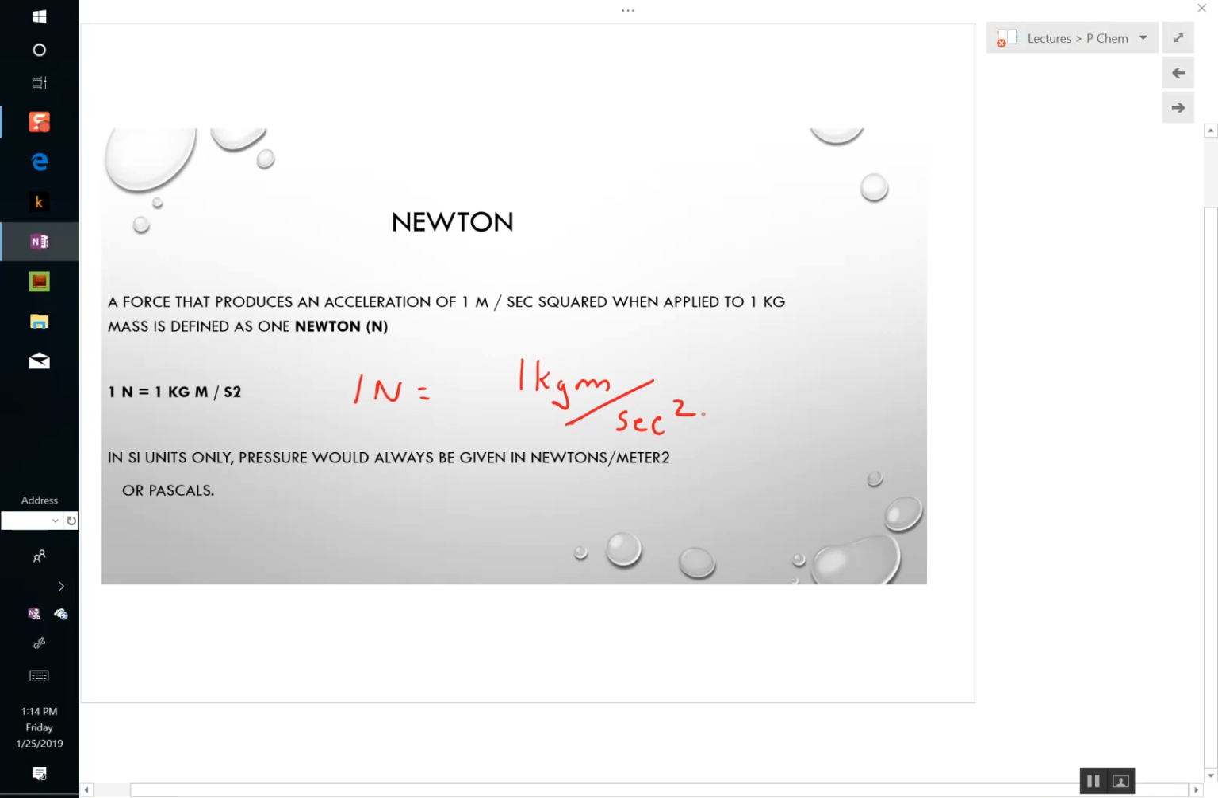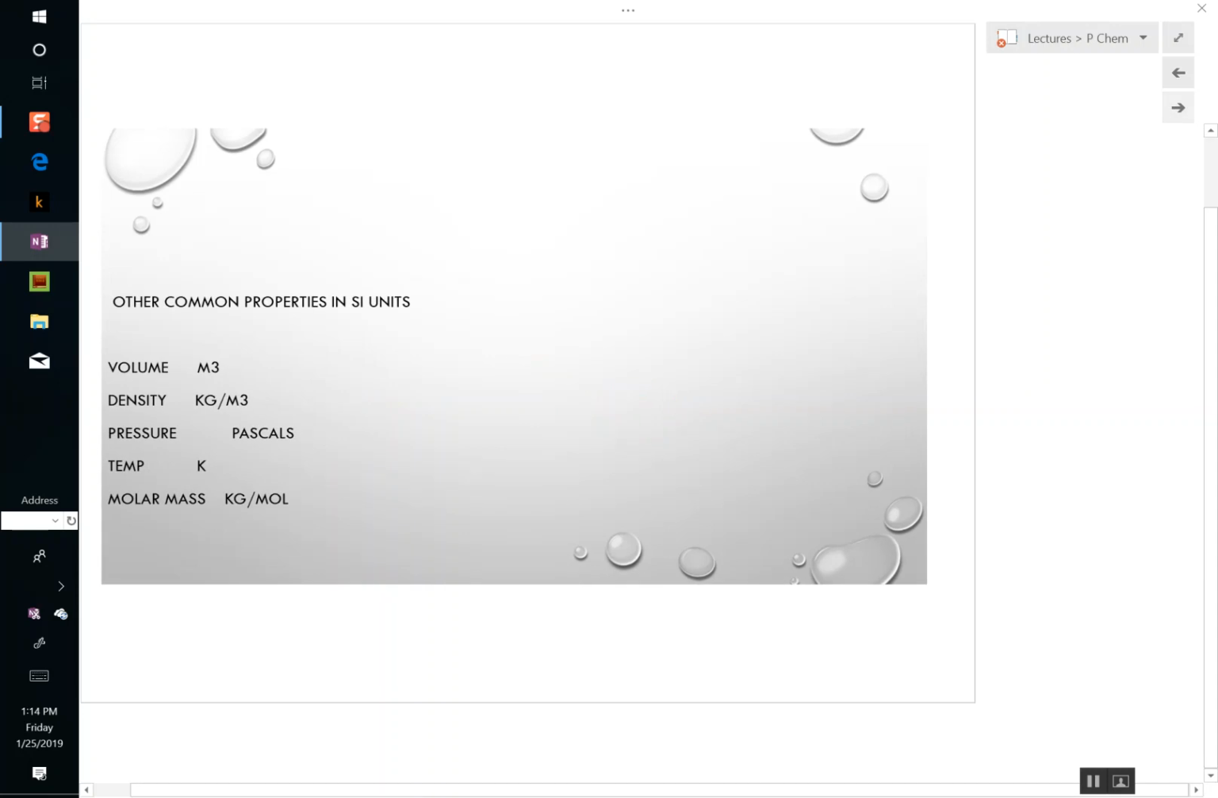In SI units only, pressure would always be given in newtons per meter squared or pascals. So other common properties in the SI units: volume, meters cubed; mass, kilograms; density, kilograms per meter cubed; pressure, pascals; and molar mass, kilograms per mole. 1 liter equals 10 to the minus third meters cubed.